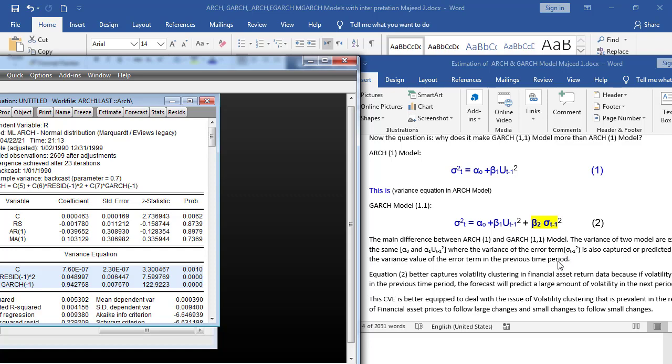So the decaying rate is 0.09. How do we get it? Beta 1 plus beta 2 is 0.991, and the remaining we call the decaying rate, which is 0.09. And this is the simple explanation of the GARCH model.